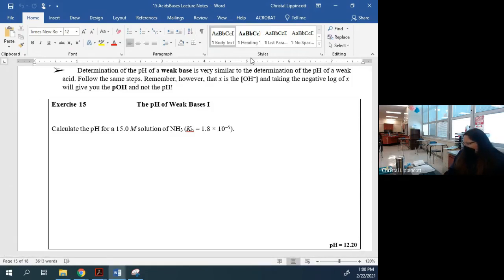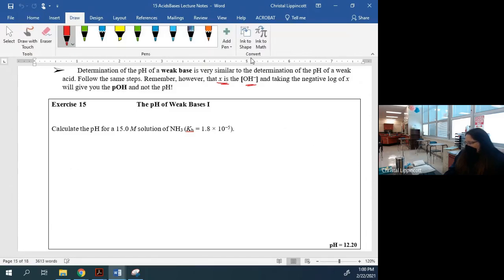Similar to determining the pH of a weak acid, we follow the same steps, but remember that X is going to be your OH ion, and when we take the negative log of that, it's going to give you pOH and not pH. So when they ask you for pH and you calculate pOH, all you have to do is subtract that value from 14, and you've got your answer. So just keep that in mind.